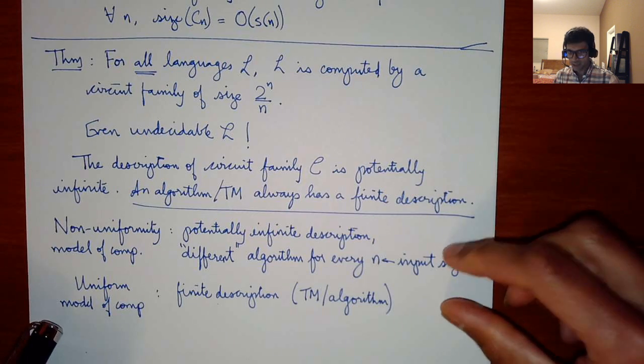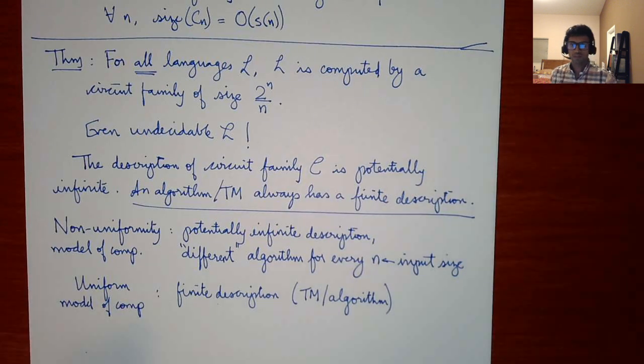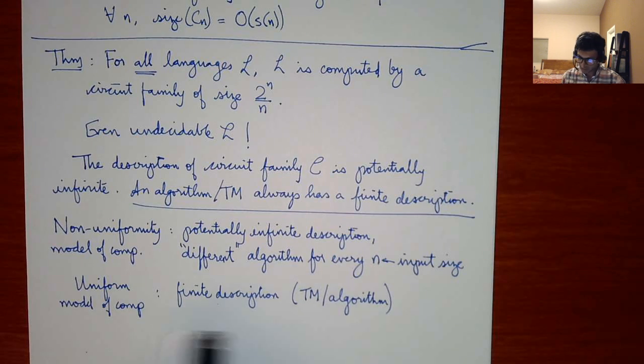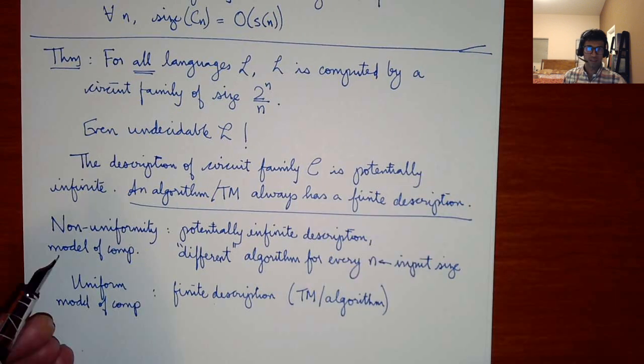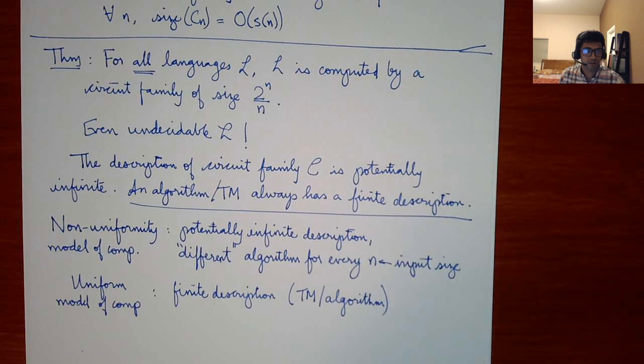But I want to make sure that this point is clear. This is a uniform model of computation. That's a finite description. Non-uniformity is a potentially infinite description, and circuit families are non-uniform. It's a non-uniform model of computation. It's a method of computation where the descriptions are themselves infinite.